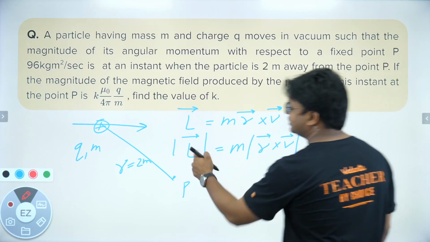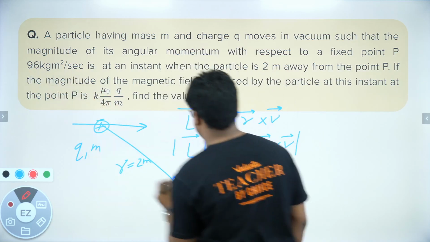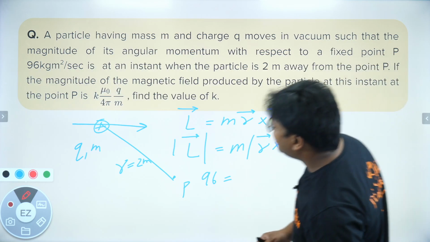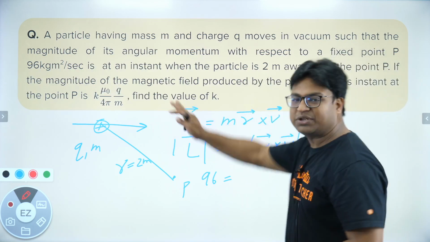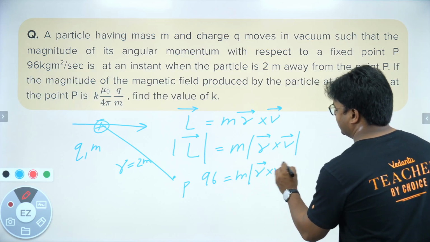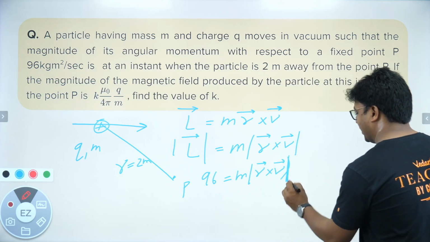So this L is given to be 96. So 96 is equal to mass. Is the value of mass given? No, only the expression is given, so I'm going to write it as m into mod of r cross v. Okay, so this is my one equation.